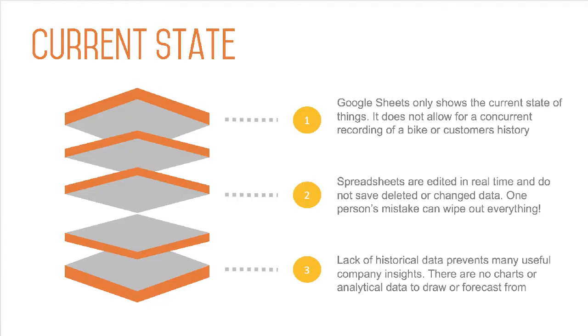Right now, Boltabout is using Google Sheets to track their bikes, batteries, customers, and repairs. Unfortunately, Google Sheets only shows the current state of things. It does not allow for the concurrent recording of a bike or customer's history. The spreadsheets are edited in real time and do not save deleted or changed data. One person's mistake can wipe out everything. The lack of historical data prevents many useful company insights. There are no charts or analytical data to draw or forecast from.